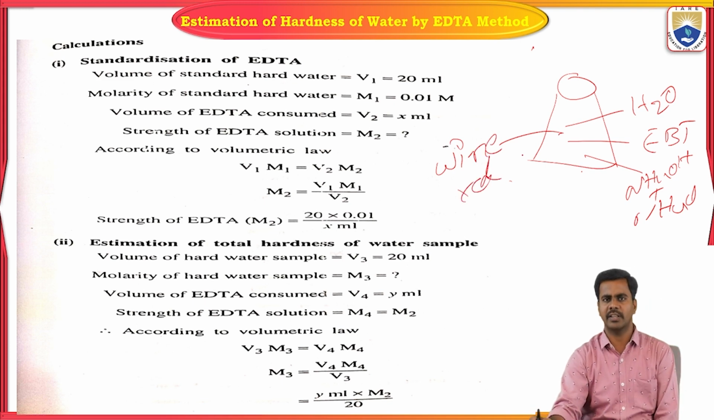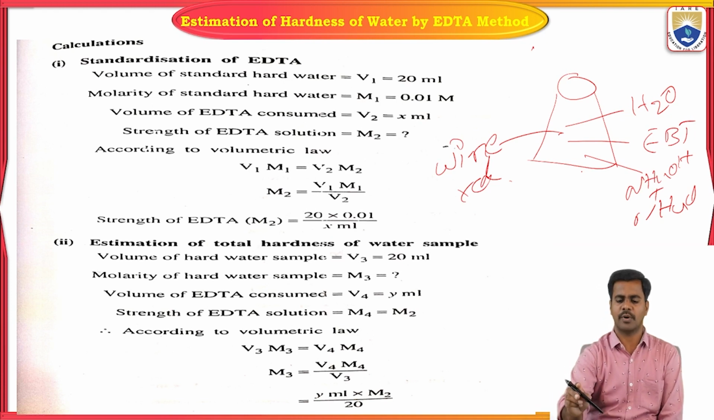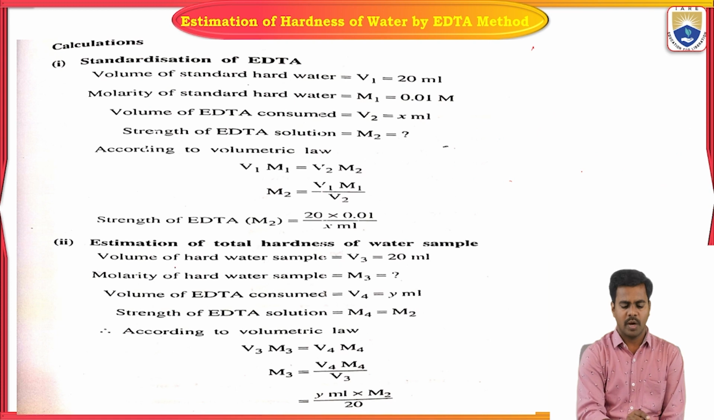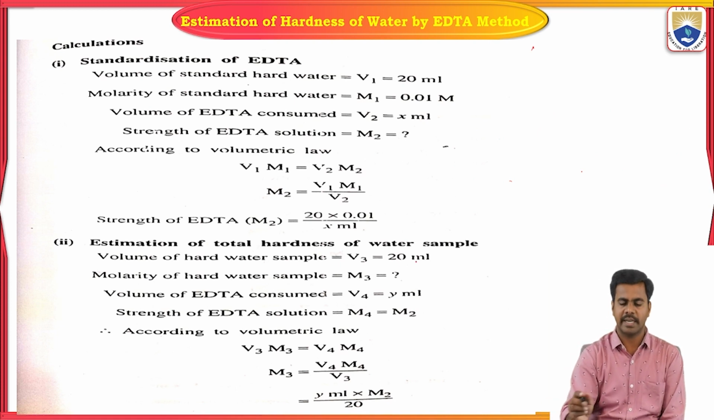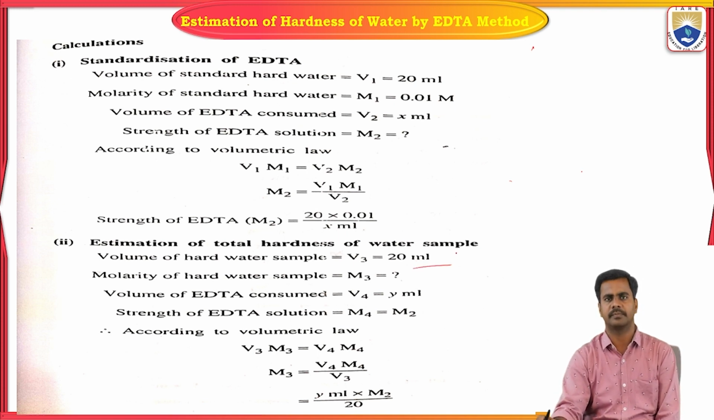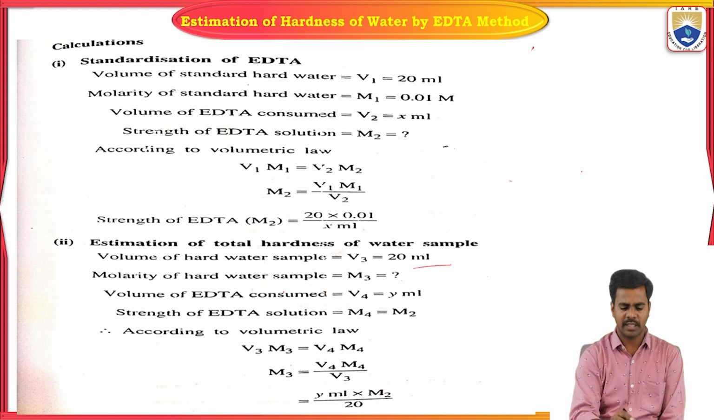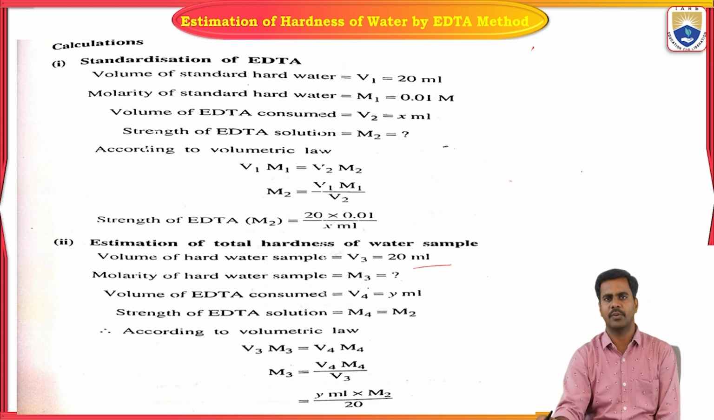So it is titrated with EDTA until the color change. That is the endpoint of the titration. The volume of the hard water sample is V3, which is the amount of water taken into the conical flask, that is 20 ml. The molarity of the hard water sample is M3. We don't know it, we have to calculate it.